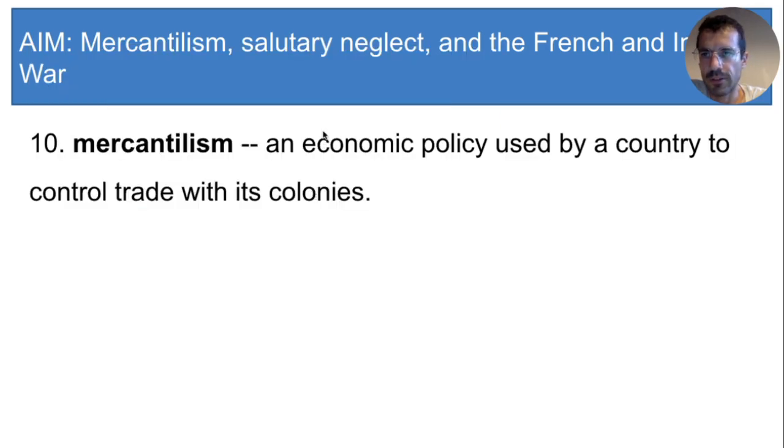The next term you need to know is mercantilism. Mercantilism is a word that we use to describe the economic relationship between the King of England, who I'll call the mother country, and the English people that lived in the 13 colonies, who I'll call the colonists. The goal of the King of England was to use the colonists to make his country as rich as possible. And he did that through this system or policy called mercantilism.